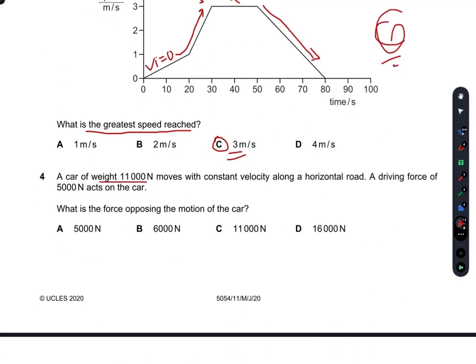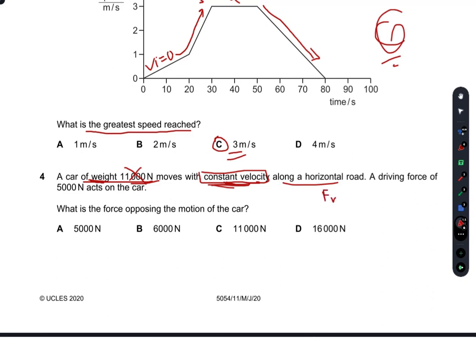A car of weight 11,000 newtons moves with constant velocity, not constant acceleration, constant velocity along a horizontal road. A driving force of 5,000 newtons acts on the car. What is the force opposing the motion of the car? So the weight of the car is balanced here, because the car is grounded, the car is not in the air. So first thing is that we can eliminate these 11,000 newtons, and then find the reaction force Fr.